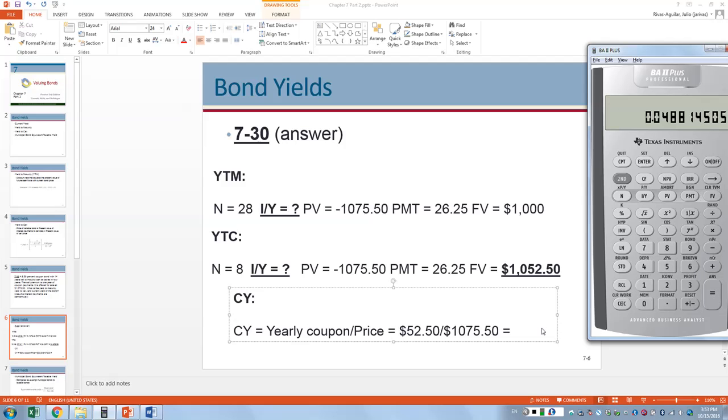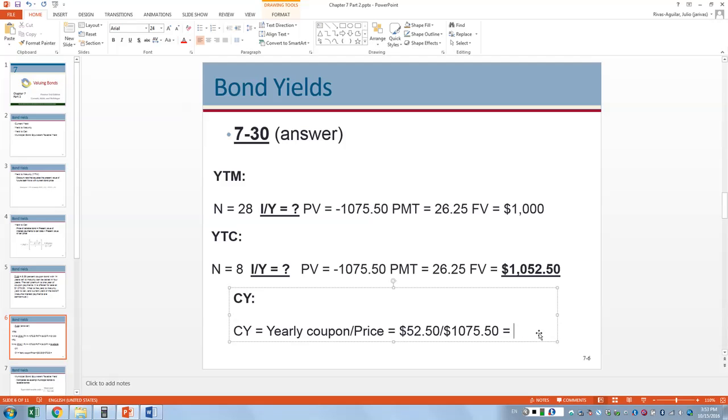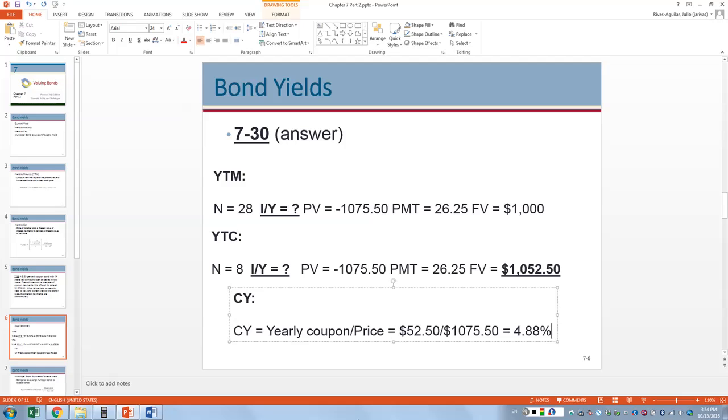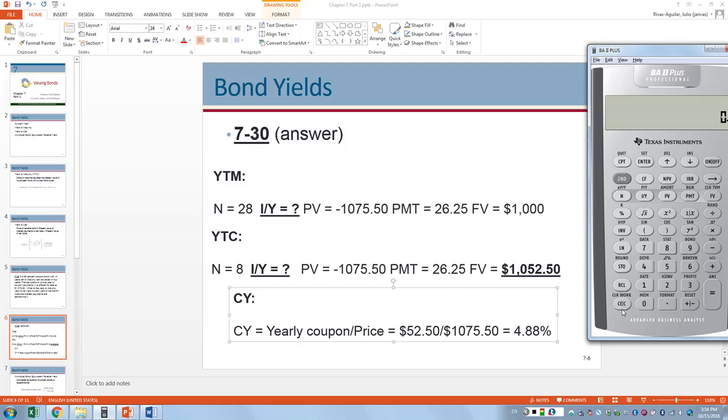And that's equal to 4.88%. So this times 100 is 4.88%, right? So this is pretty straightforward. Now, we have all the information to calculate yield to maturity and yield to call, right?